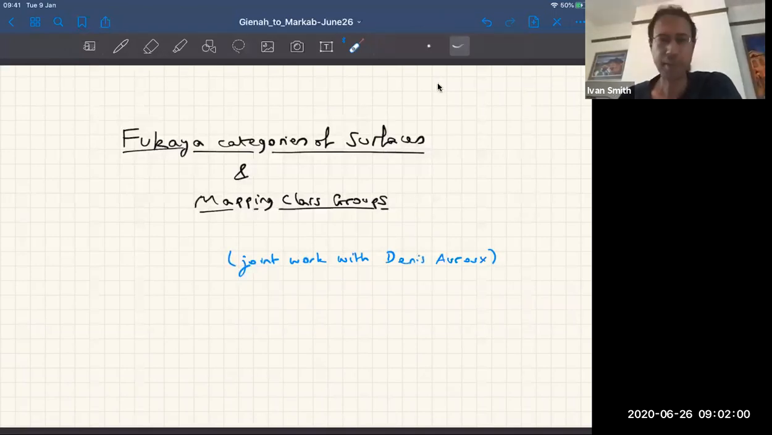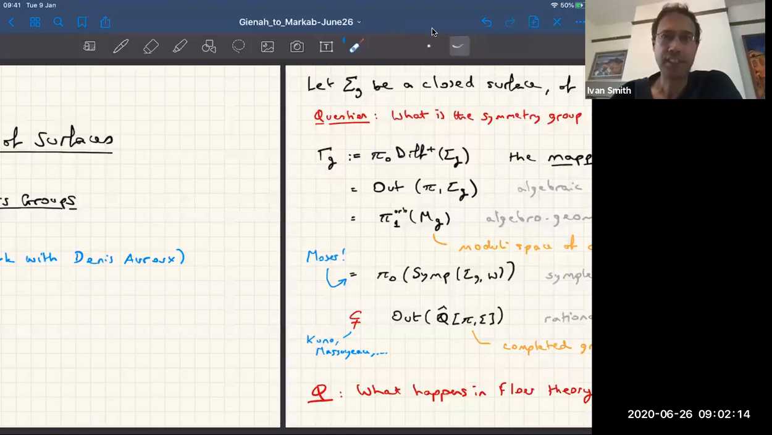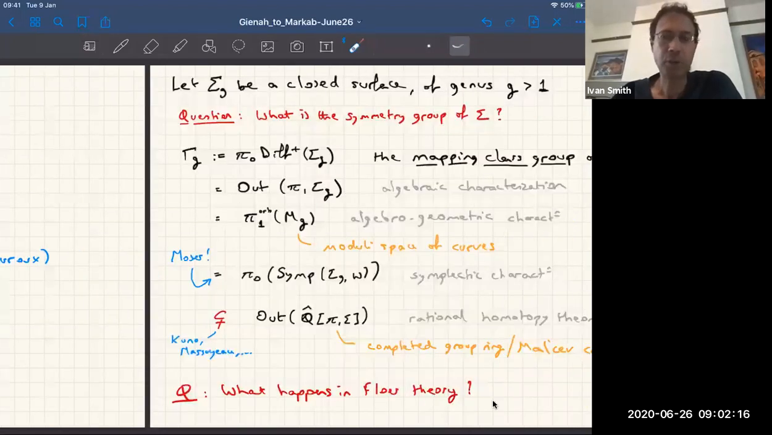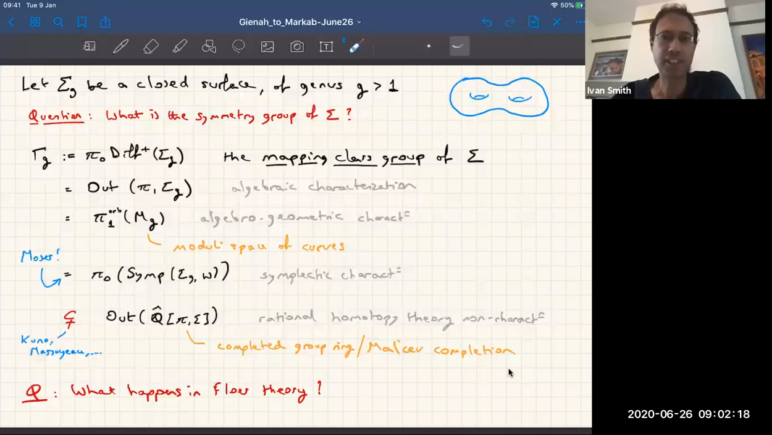And this is somehow a highbrow talk on lowbrow objects, which is usually a bad idea, but I hope it will work out okay. So the setting for the talk is that I have a closed surface genus G bigger than 1, and I ask the question, what is the symmetry group of sigma?